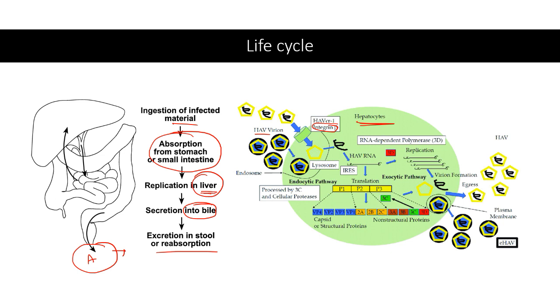Inside the lysosome, they disassemble. That means the capsomere structures are separated from the single-stranded RNA. Now the single-stranded RNA is translated into proteins P1, P2, P3, and P1 gives rise to VP1, VP2, VP3, VP4 proteins. P2 gives rise to 2A, 2B, 2C types of proteins, and P3 gives rise to 3A, 3B, 3C, 3D types of proteins. You can see these VP proteins are capsid or structural proteins. On the other hand, the 2A, 2B, 2C, 3A and 3B proteins are non-structural proteins.